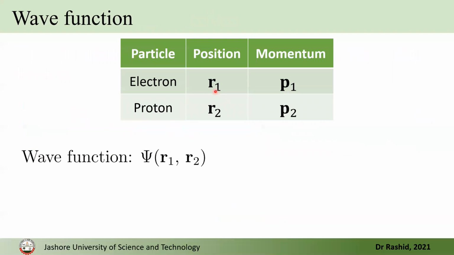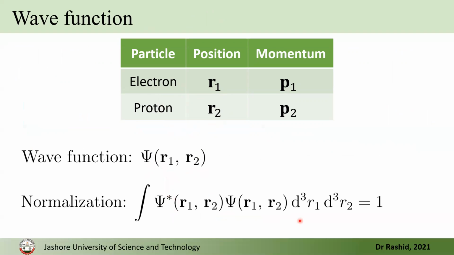Now, for the hydrogenic atom, we assume that the electron position is R1 and the proton position is R2. So we have a wave function like this, and the wave function depends on both R1 and R2. To normalize the wave function, we have to integrate over both R1 and R2 in all three components. And that should give us 1. Here, psi star psi is the probability density.